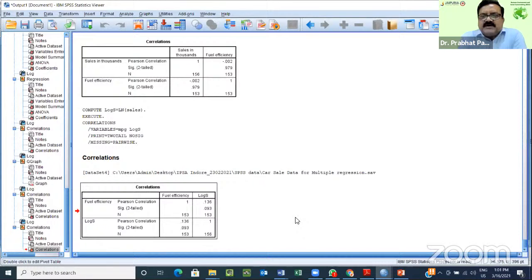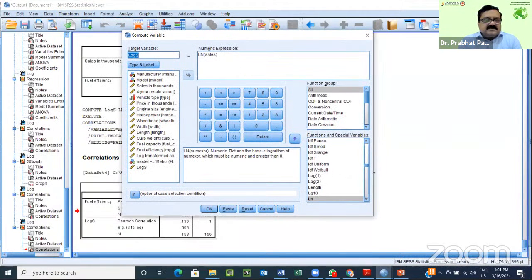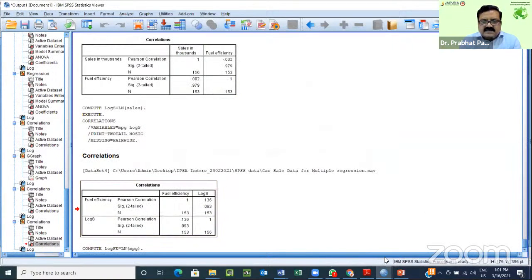well, the correlation has improved. Now it has come to positive, isn't it? 1.36, but it is still insignificant. So p-value is still not less than 0.05. So this gives us the confirmation. Well, we also need to convert the other variable into log. So the other variable was fuel efficiency. So let me try and see that.